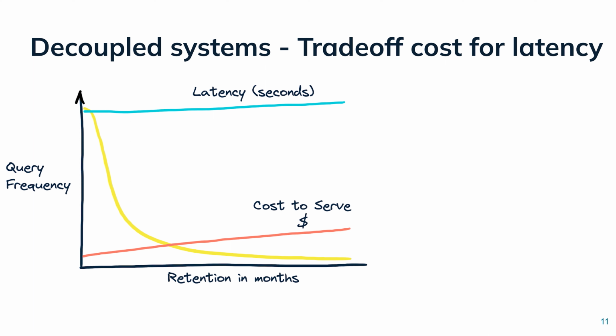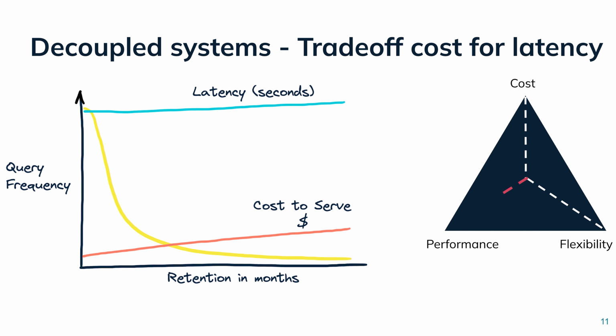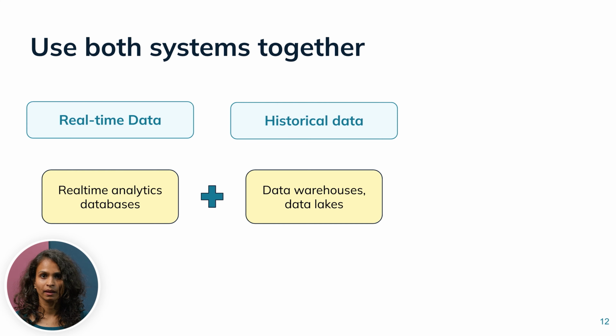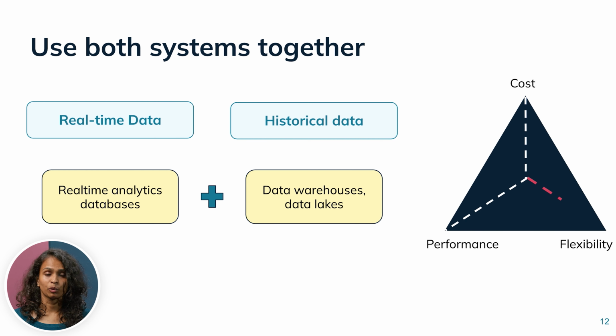So with decoupled systems, we traded off a lot of latency to save on cost, and now we're not looking so good on the performance aspect of our triangle. So then this is what data teams end up having to do. You add both systems, keep your recent data in the real-time database and historical in the decoupled system. But with this, you've lost out on the flexibility and simplicity aspect, as with multiple systems comes more operational overhead, more expertise, and then getting the configuration right of what goes where and how to change it. So this solution is combining the both worlds, but it is certainly not the best of both worlds.